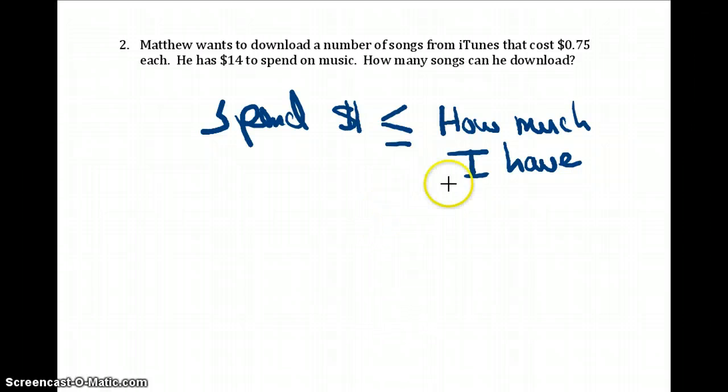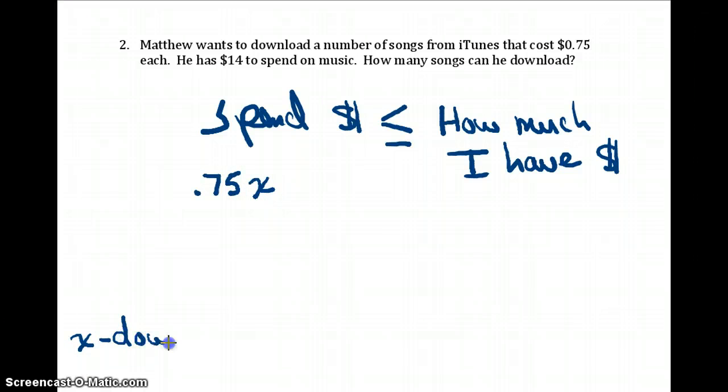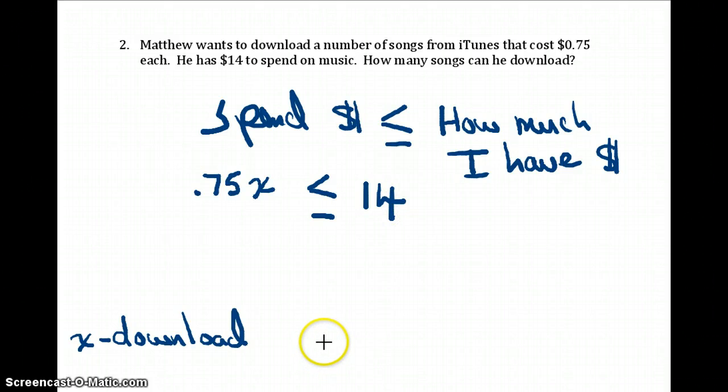I have to spend less than or equal to the amount of money that I have. I hope that makes sense. You can't spend more money than you have. So he wants to spend money. How much money does he want to spend? Well, he wants to spend 75 cents on each download. So x stands for each download. That amount has to be less than or equal to the amount of money that he has. If this statement is true, then as long as we don't spend more than $14, we're okay. I'm going to pause and solve the problem.